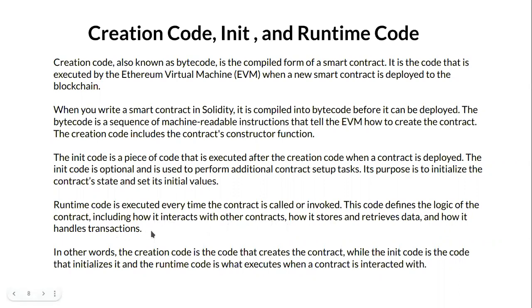In other words, the creation code, which is the contract bytecode, is the code that creates the contract, while the init code is the code that initializes the contract. The function of the init code is to initialize the contract, while creation code is what creates the contract, and then the runtime code is what executes when a smart contract is interacted with. So that's the difference between the three: creation code, which is bytecode, init code, and runtime code.